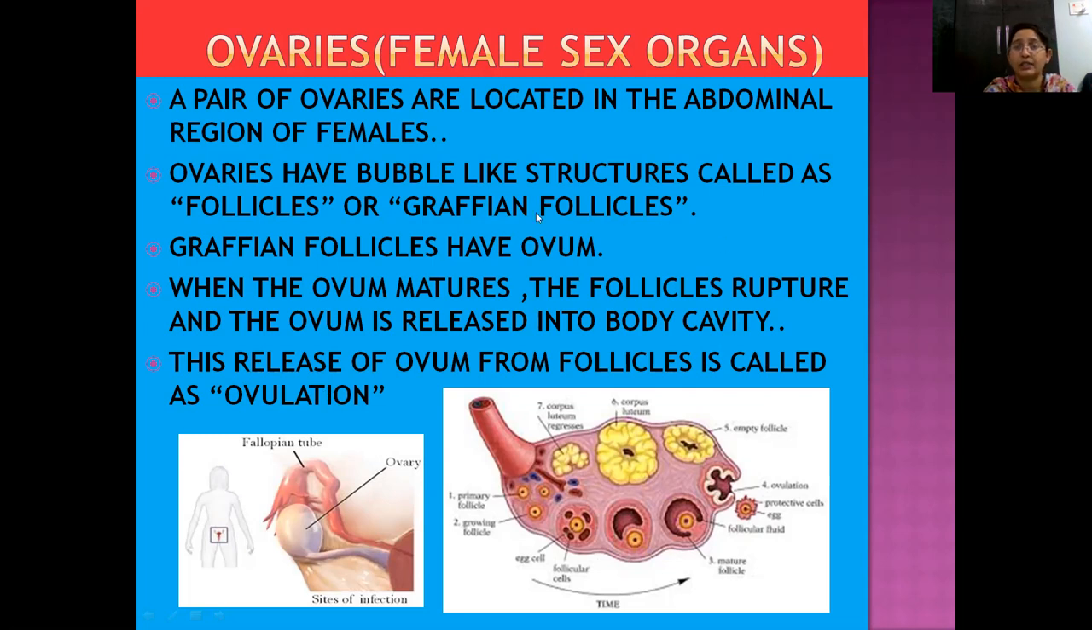Now coming to the ovaries, see children, there are two ovaries. One is on the right side and the other on the left side of the uterus. If in the first month the right ovary releases the ovum, in the next month the left ovary releases the ovum. So alternately the ovaries take charge of releasing the ovum. Okay, and every month only a single ovum is released. You have to remember this. And the process of releasing the ovum from the follicles is called ovulation.